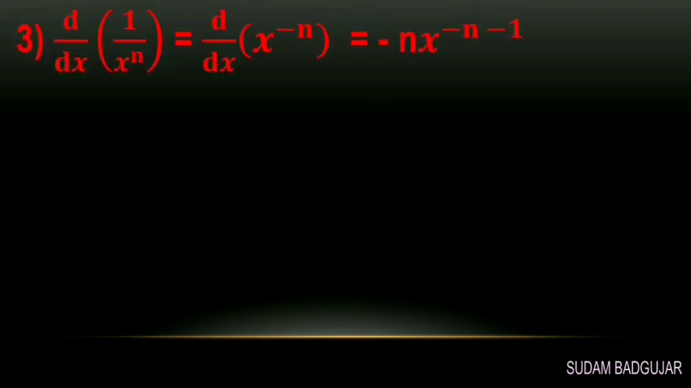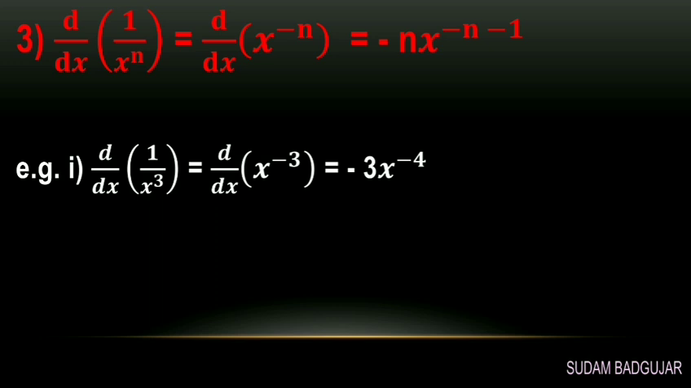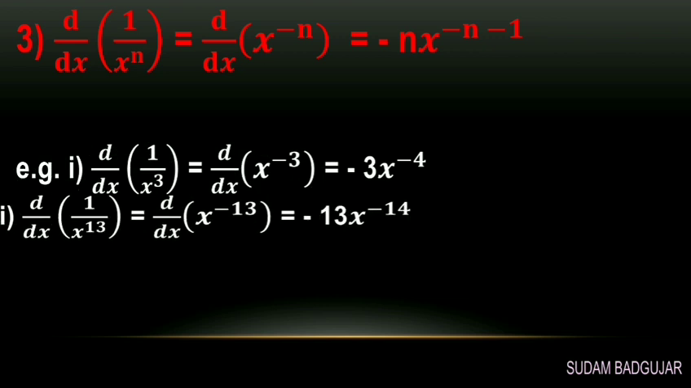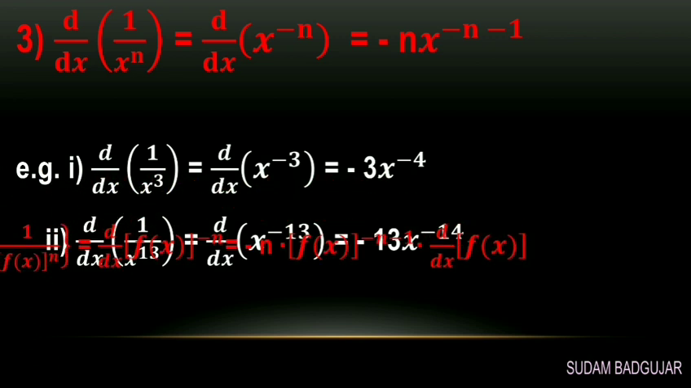Next formula, derivative of 1 upon x raised to n. This one you have to convert into x raised to n form. So, it becomes derivative of x raised to minus n. According to first formula, it is nothing but minus n into x raised to minus n minus 1. For example, derivative of 1 upon x cube becomes derivative of x raised to minus 3. According to first formula, it is minus 3 into x raised to minus 4. One more example, derivative of 1 upon x raised to 13 becomes derivative of x raised to minus 13, and that is nothing but minus 13 into x raised to minus 14.